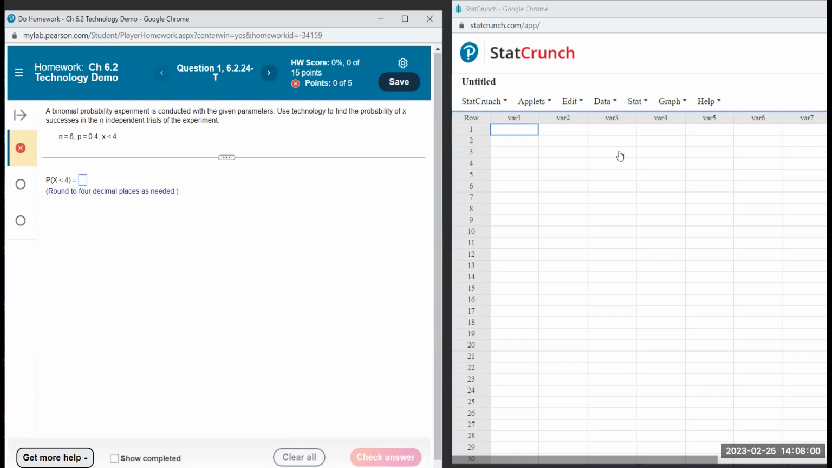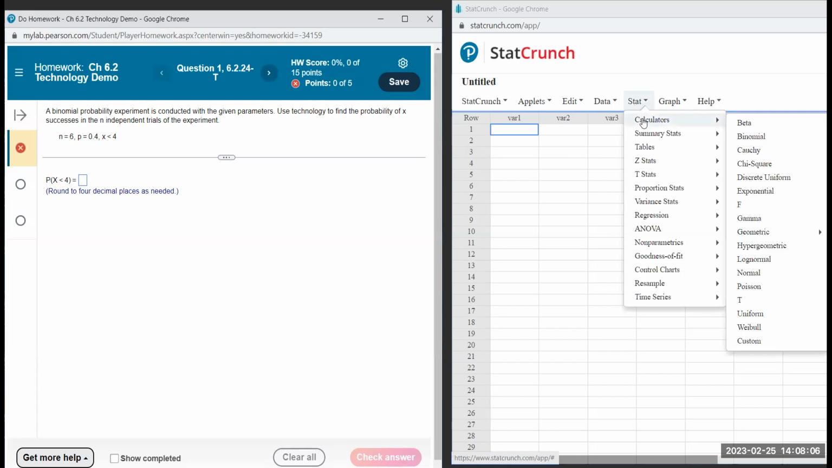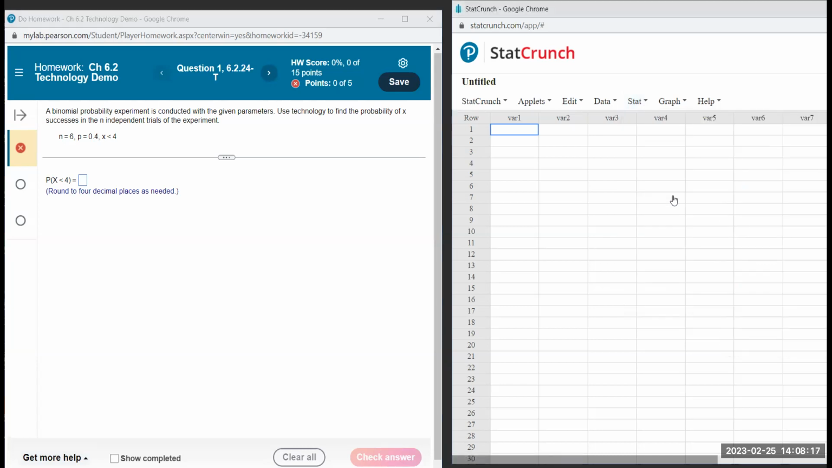So we could have StatCrunch compute those probabilities for us. We're going to go Stat, Calculators. We wouldn't go to Graph, it's not a graph. And we're going to go to Binomial. Binomial means there's only 2 outcomes, so either rain or no rain. We could do these probability experiments with more than 2 outcomes, but then it wouldn't be a binomial.